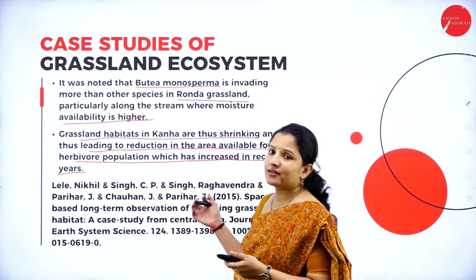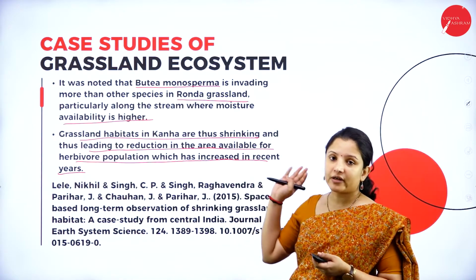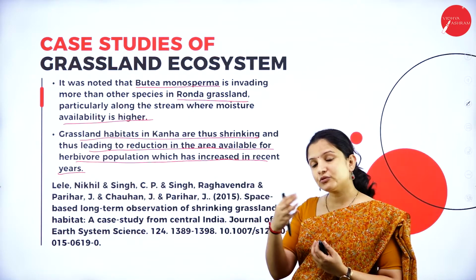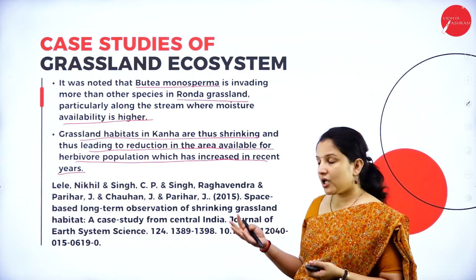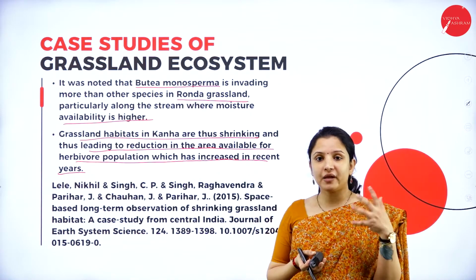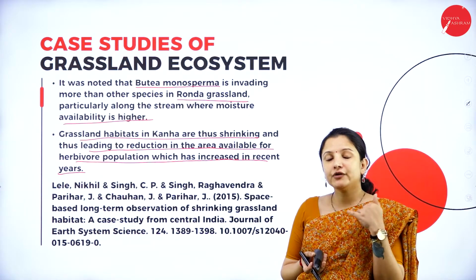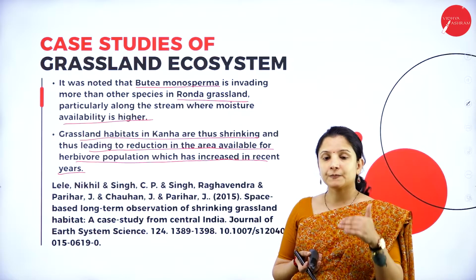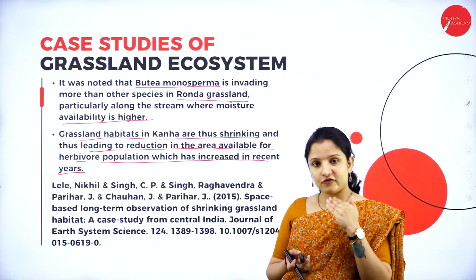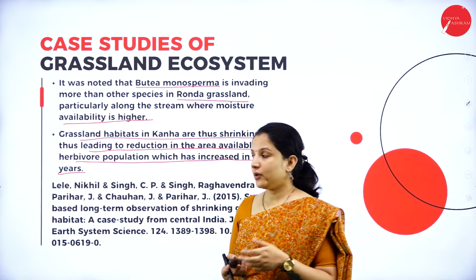You yourself can analyze what can be done for this: how to curb the spread of one variety of plant, and how to bring back or improve the grassland in that particular area. Such case studies are very, very important. Why? Because it makes you think, as an environmental science student, how you can contribute to prevent the shrinkage of a particular variety of plant and to promote the development of that plant variety.